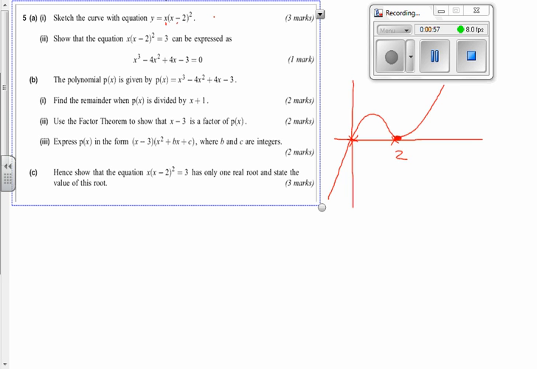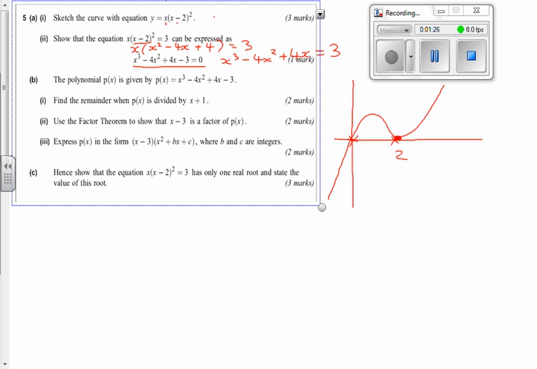Then, just for 1 mark, we've got to multiply this out. It seems like a lot of work for just 1 mark, but just multiply out this bracket here. So we got x squared minus 4x plus 4. That needs to be times by x. So when we times all of that by x, we get x cubed minus 4x squared plus 4x equals 3. Take away the 3 from both sides to get that.